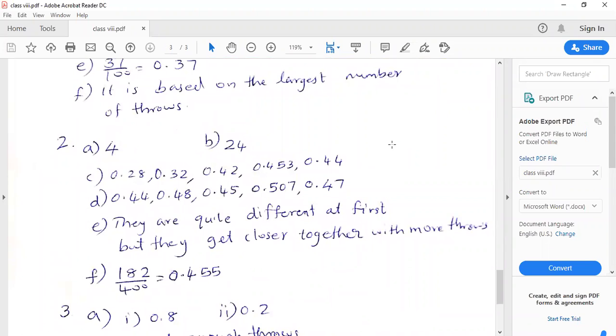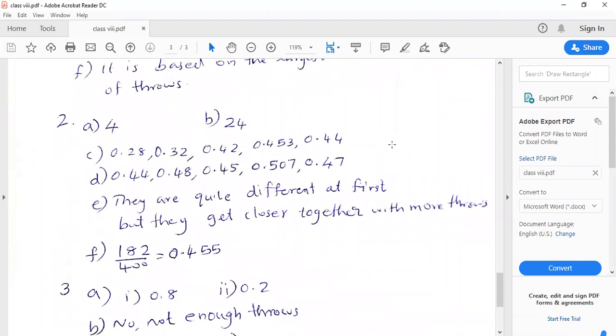So the answer: is there evidence that Maha is not throwing the coin fairly? No. Why? Because here there are only 10 throws. So there are not enough throws.